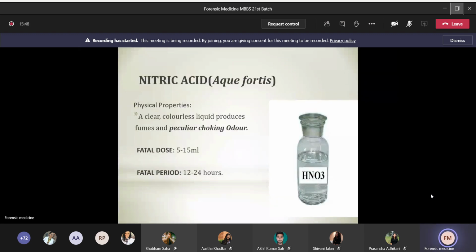Next one is nitric acid, or this is also called aqua fortis. So it is a clear colorless liquid and it produces fumes and has a peculiar choking odor. So that is the feature of the nitric acid. The fatal dose is 5 to 15 ml and the fatal period is 12 to 24 hours.